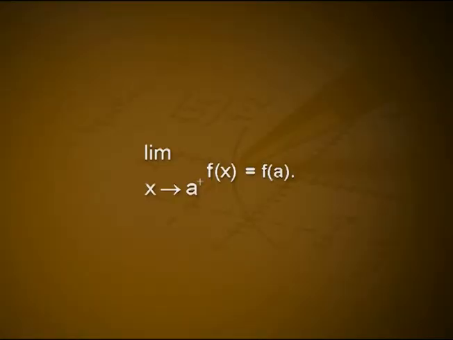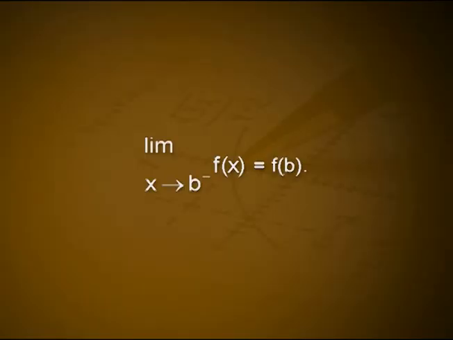Now, we can define the continuity at the endpoints. A function f from [a, b] to R is said to be continuous at a if limit x tends to a plus f(x) = f(a). A function f from [a, b] to R is said to be continuous at b if limit x tends to b minus f(x) = f(b).